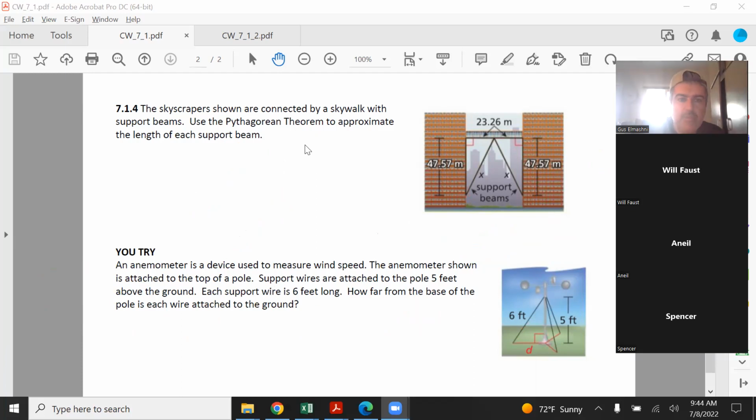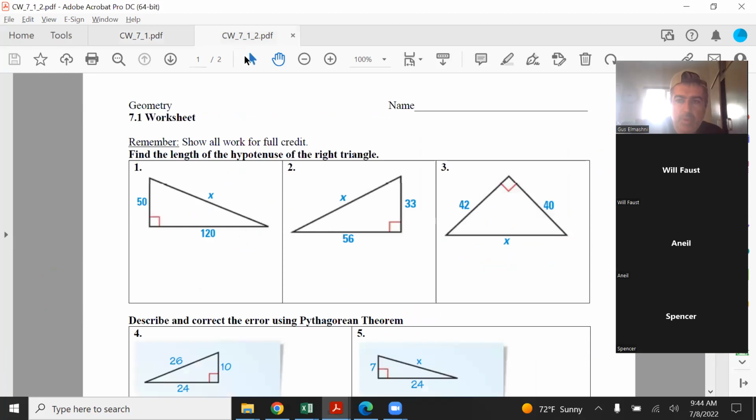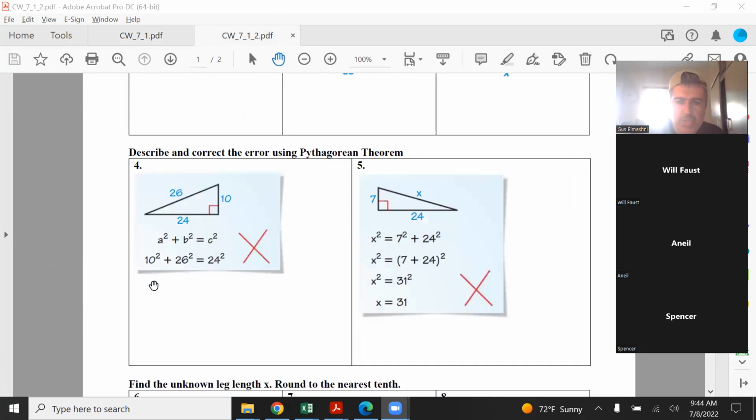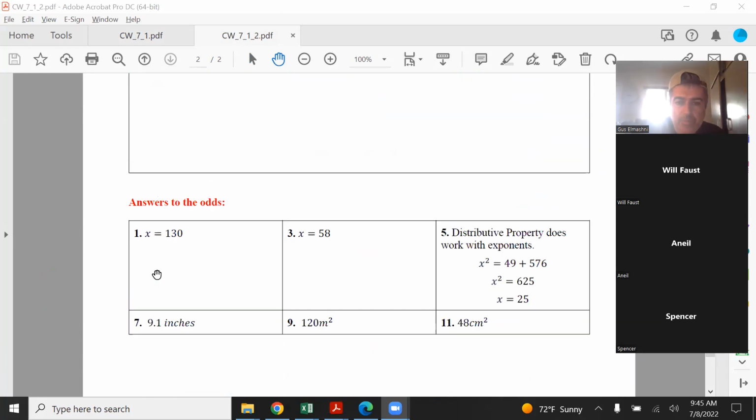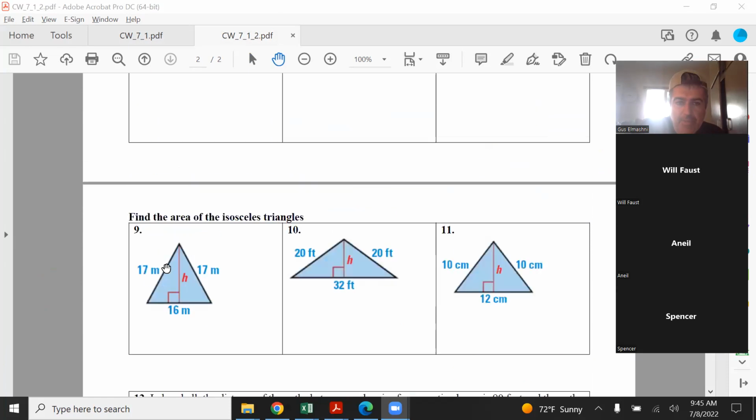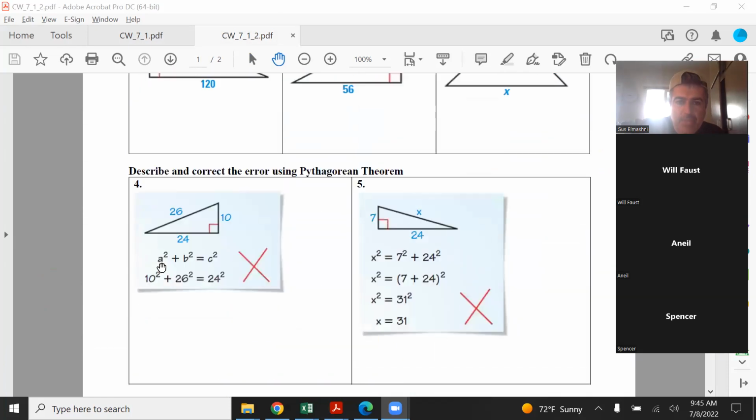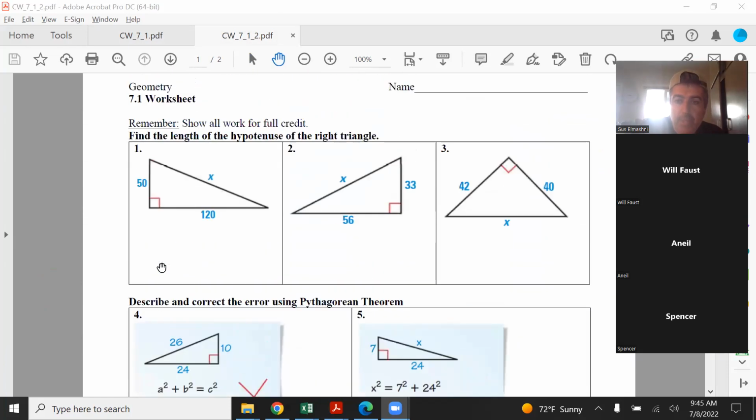So now what I have you guys do is work on the next one. So if you have the hard copy of the packet, that should be the next page that shows up. We'll say 7.1 worksheet. The odds are included, so you can see if you're doing this right. Obviously the evens are not. So we'll go over the even answers when we come back from the breakout session.